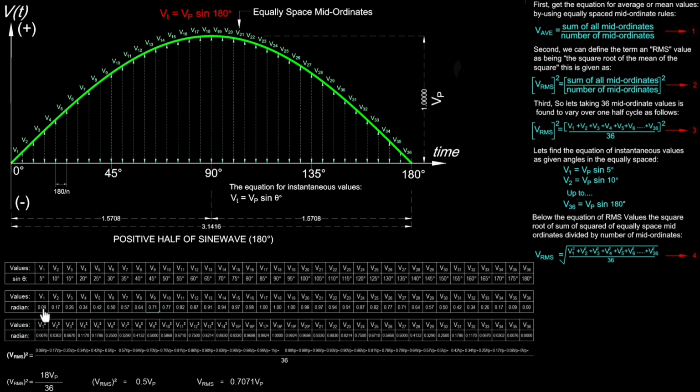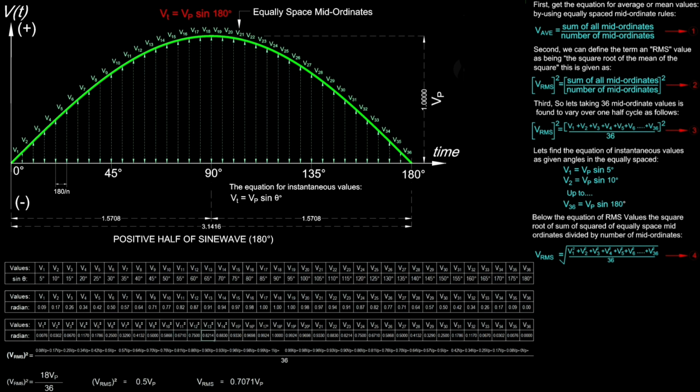As shown in this table, the list of values: V1 sine of 5 degrees, V2 sine of 10 degrees, up to V36 sine of 180 degrees. Then, square all the values, as shown in this data result. Next, add all the values; the total sum is 18 Vp.